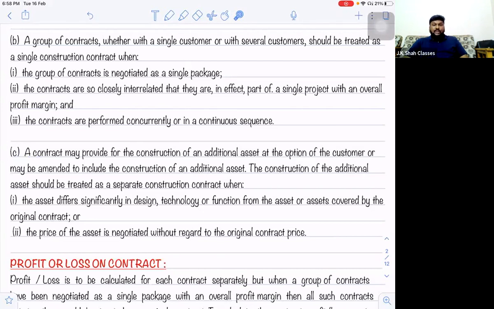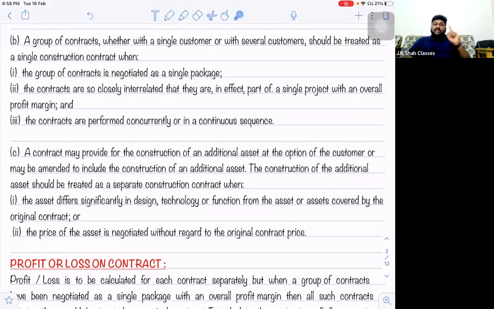Point number C. Now this is with respect to additional assets. What happens, sir? You have entered into a contract to construct a particular asset. When the work is going on, the contractee may give you some additional work. Meaning he may tell you to construct some additional asset. So now the question is, should this additional asset be treated as a separate contract, or should it be considered as part of the original contract?